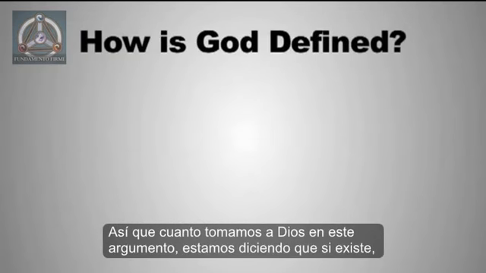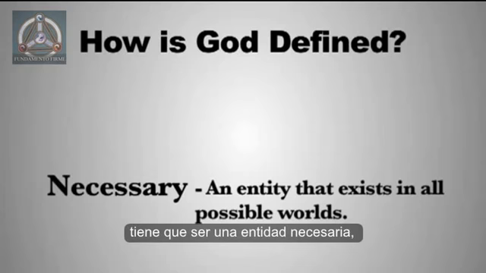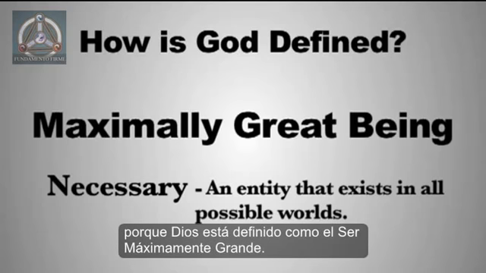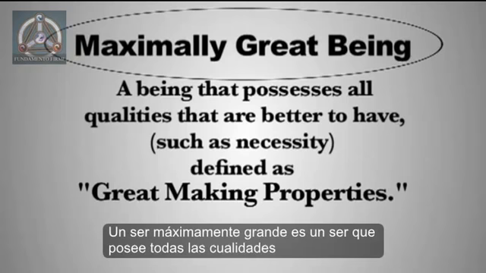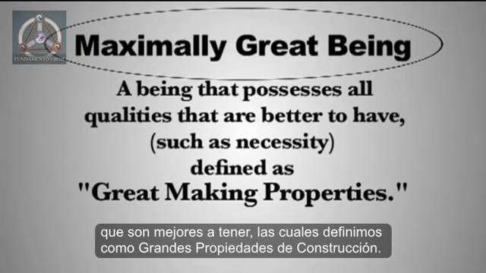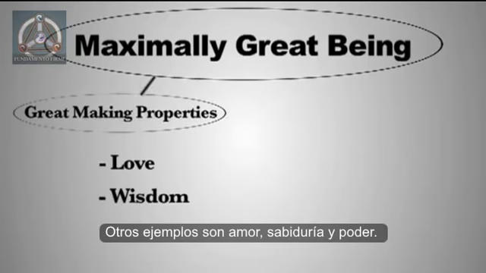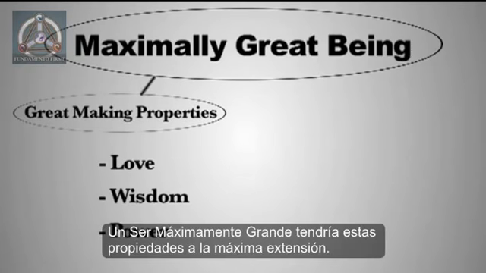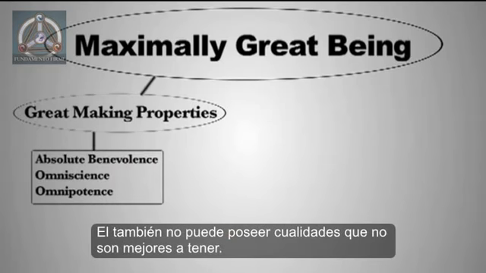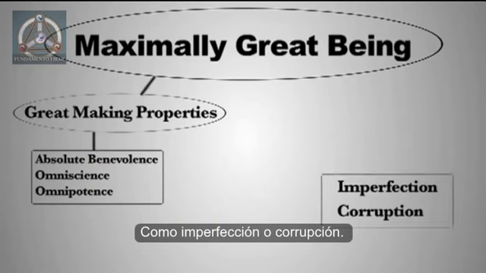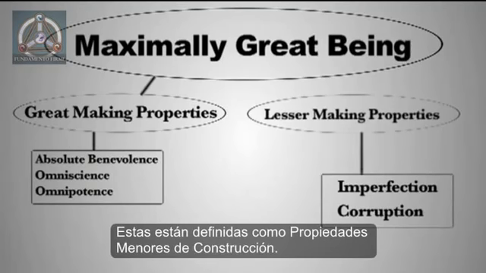So when we talk of God in this argument, we are saying that if he exists, he would have to be a necessary entity, because God is defined as a maximally great being, and a maximally great being is defined as a being that possesses all qualities that are better to have, which we define as great-making properties. Other examples are love, wisdom, and power. A maximally great being would also have to have these properties to their maximal extent. He would also possess no qualities that are bad to have, such as imperfection or corruption. These are defined as lesser-making properties.